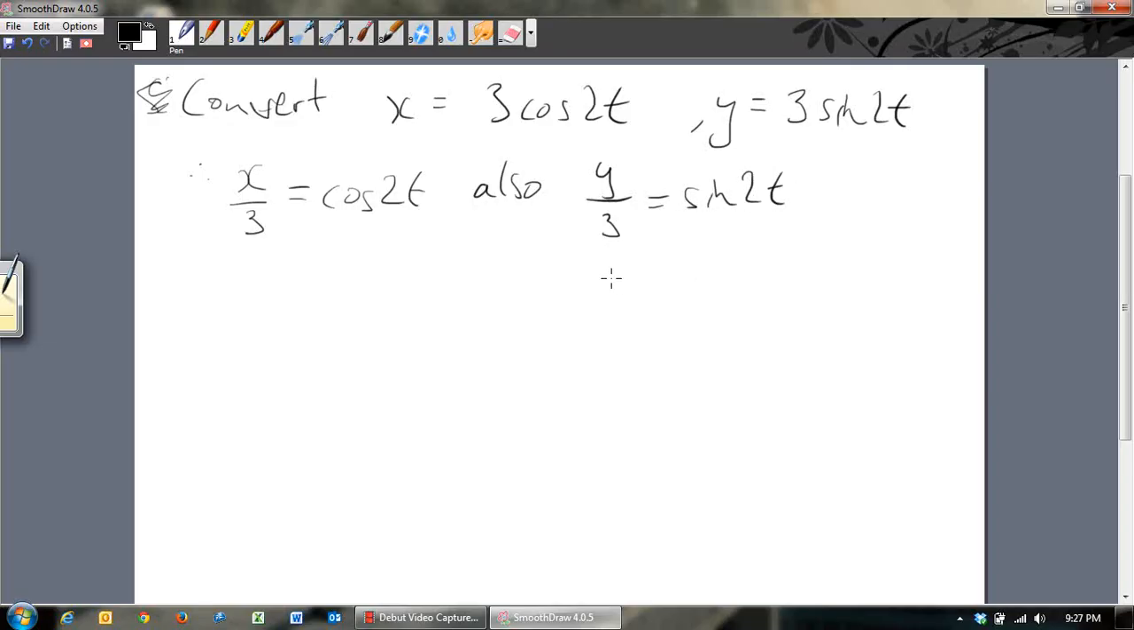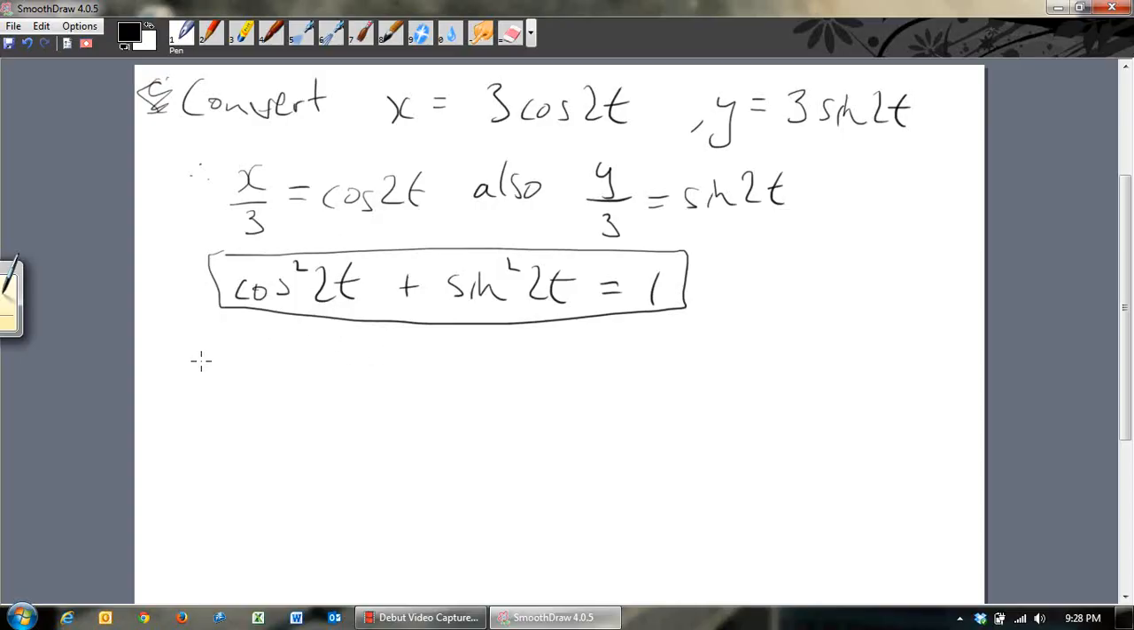Fantastic. So I've got these things. Now we know that cos squared 2t plus sine squared 2t is equal to 1. That was our Pythagorean identity. Remember, cos squared anything, it does not matter in here. As long as these two angles are the same, it does not matter what angle is in there, it'll be equal to 1.